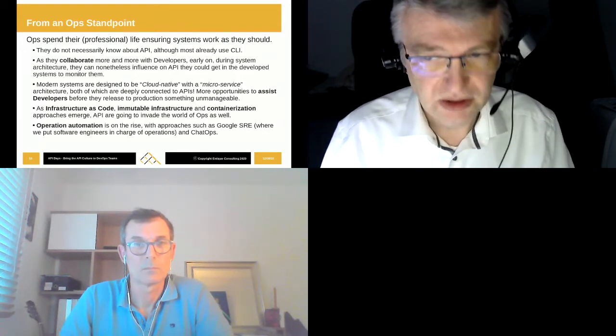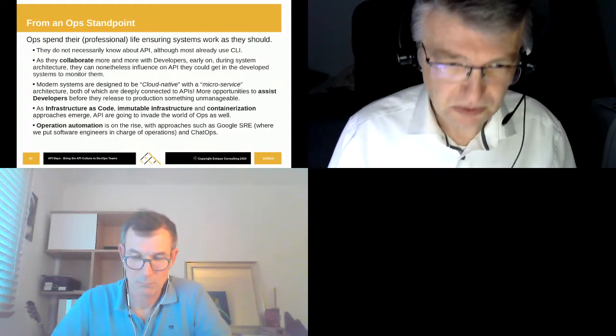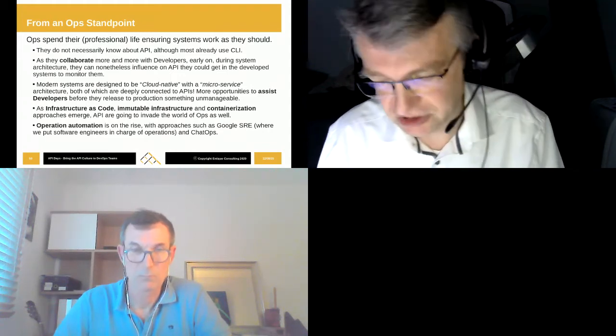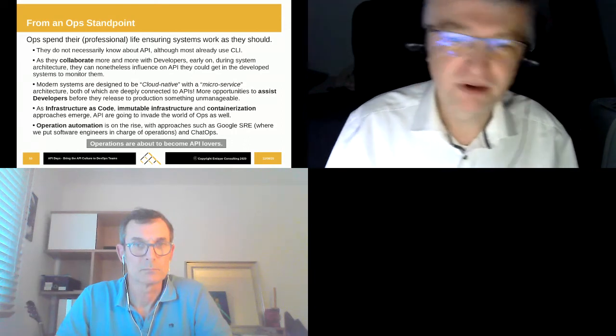And also the operation automation. Remember Google, they published a book called Site Reliability Engineering, where basically they answer this question: what happens when we put software engineers in charge of operations? And it works. And also we saw ChatOps, which is the integration of chat across the whole value chain with automation on it to help collect information and publish information. So operations are about to become API lovers by necessity.